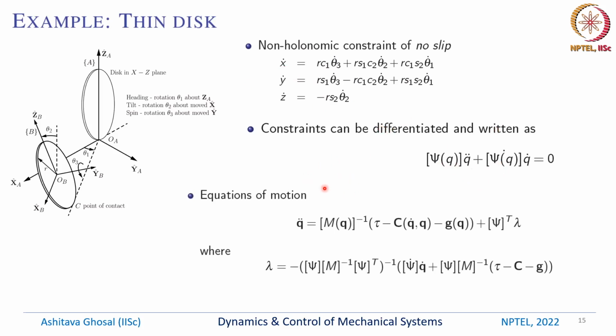Then the equation of motion, again using the approach which we have discussed now several times with constraints, is q double dot equals m inverse tau minus c minus g plus psi transpose lambda, where the lambdas are the Lagrange multipliers. There are 3 of them because of these 3 constraints. And then we can find the expression for the Lagrange multipliers, which is psi m inverse psi transpose, the whole thing inverse, into psi dot q dot plus psi m inverse tau minus c minus g. Same story, whatever we have done earlier. We can compute the Lagrange multipliers, substitute back in this second order ODE, and obtain the equations of motion.